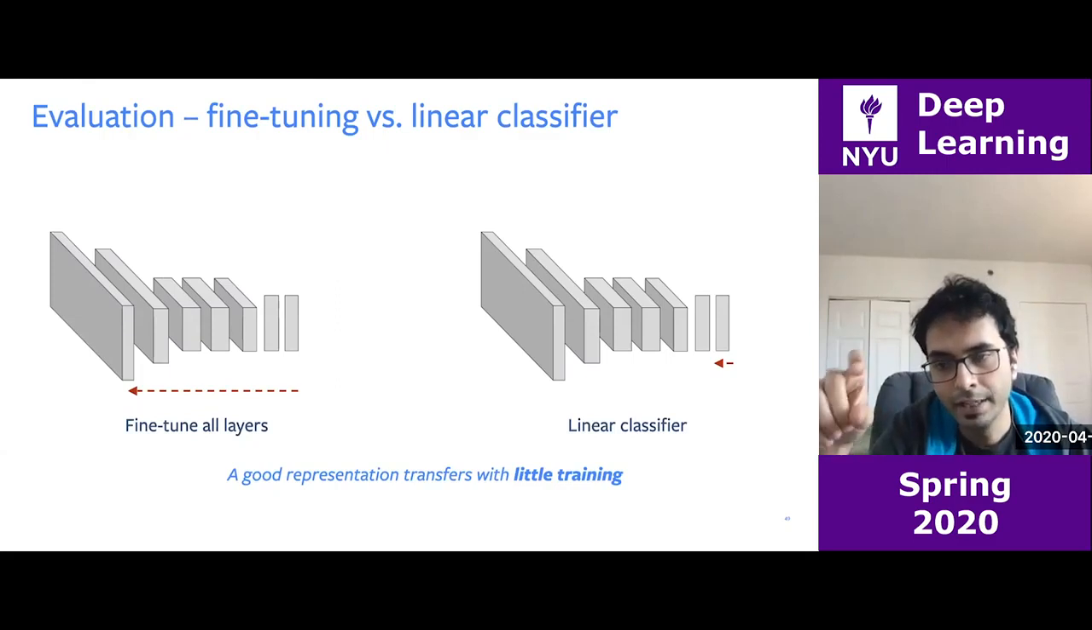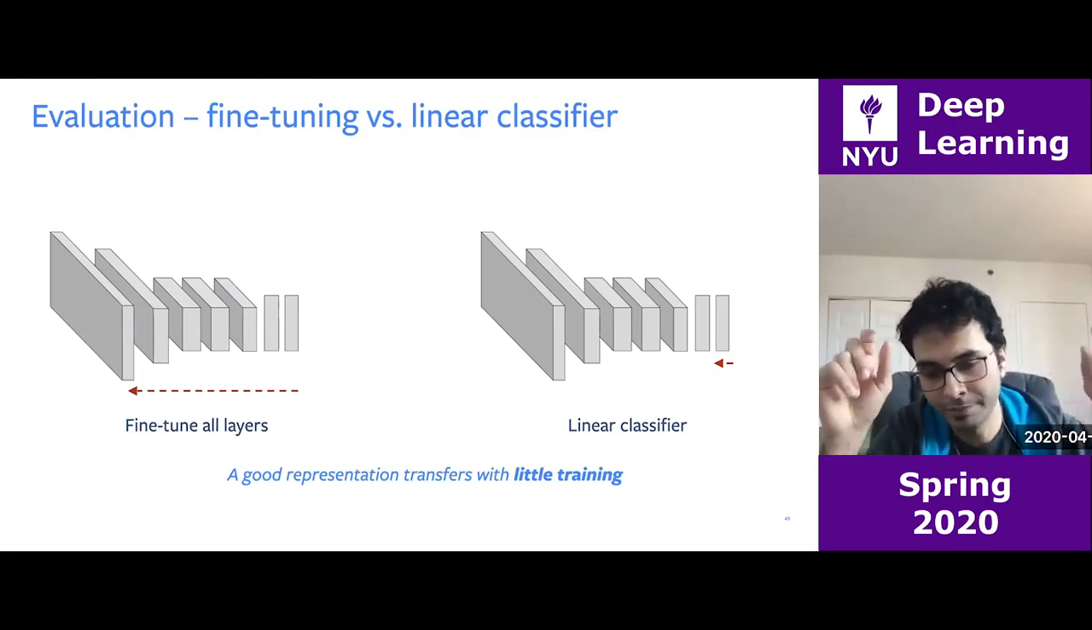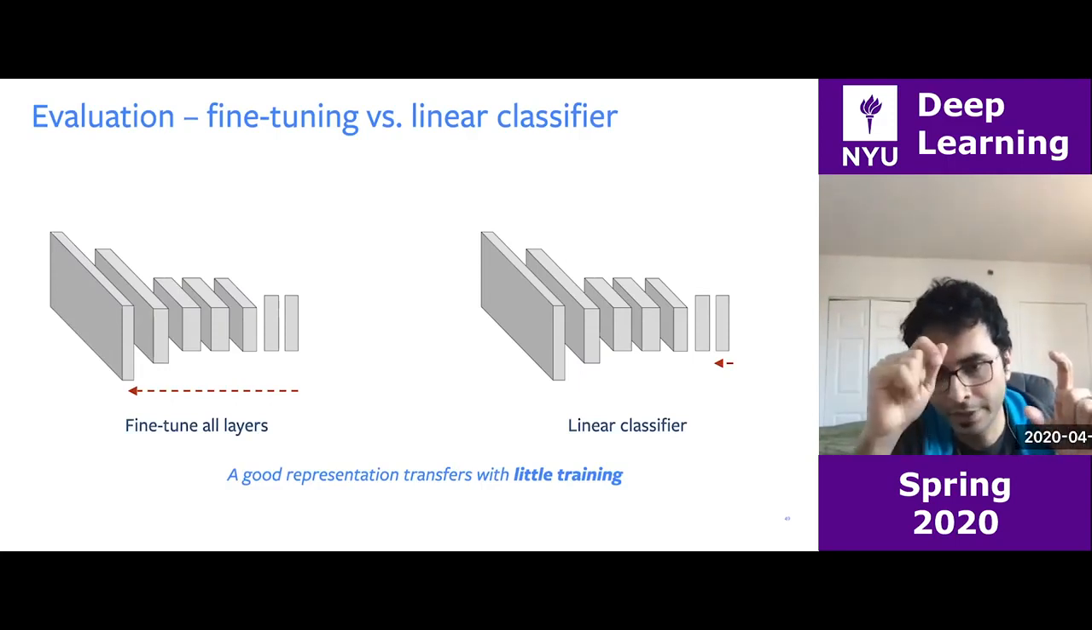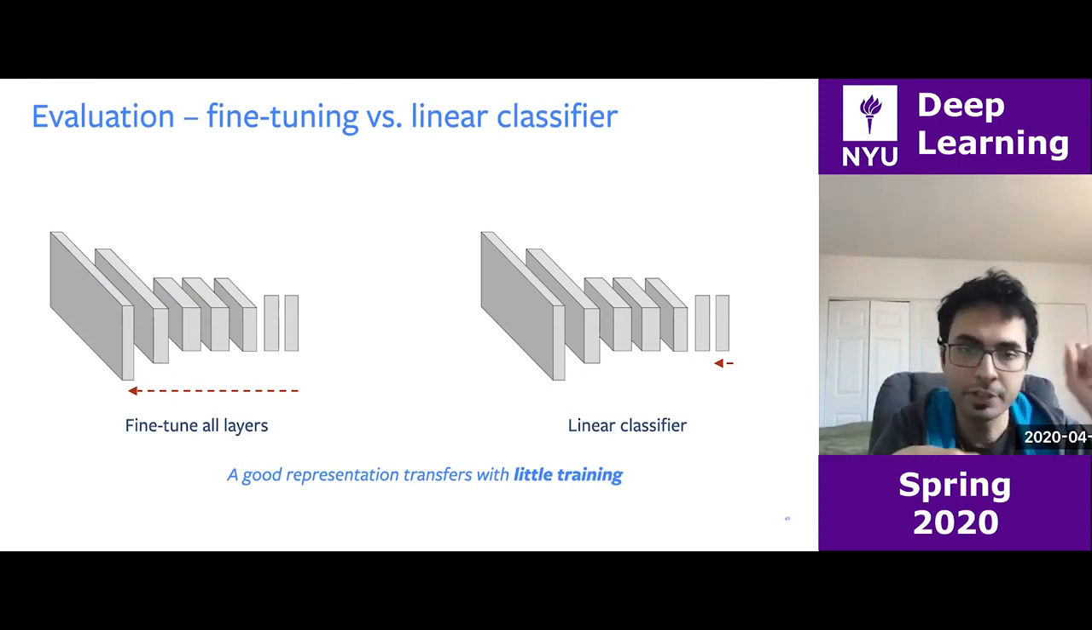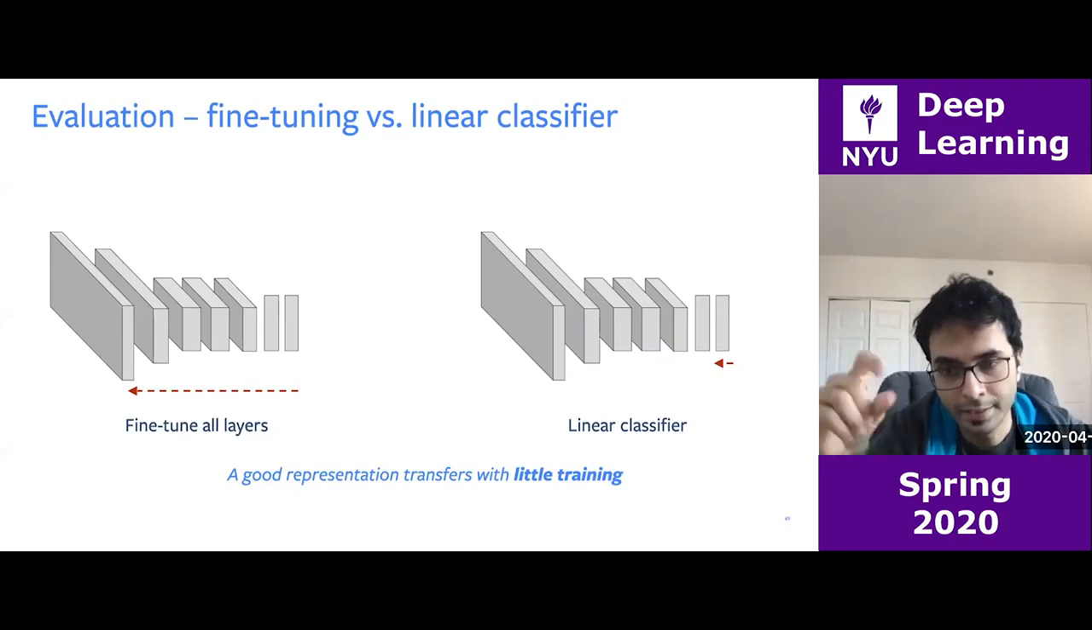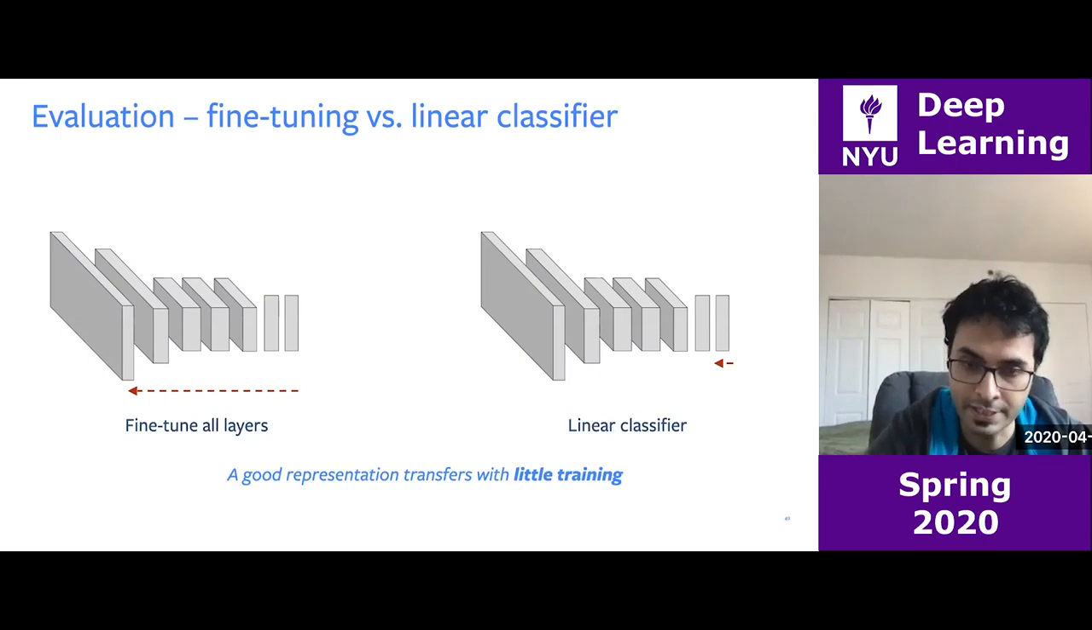The second way is to just use your network as a feature extractor. So you run your images through it, you get your feature representation, and now you only train a linear classifier on top of that fixed feature representation. In this particular work, we said that a good representation should transfer with little amount of training. So we opted for the second approach, which is to train a linear classifier on top of a network treated as a feature extractor.